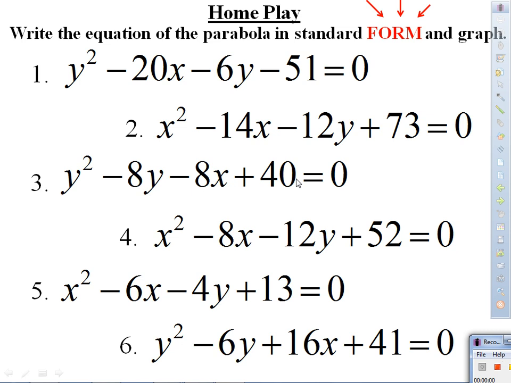All right, so your homework for tonight, write the equation of a parabola in standard form and graph. You're given 6 different equations. We have this one starting with y squared, then this one starting with x squared, then y squared, x squared, y squared. So I tried to give you an even amount, 3 of each.